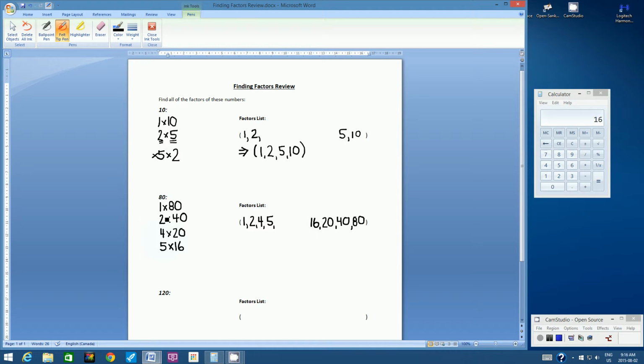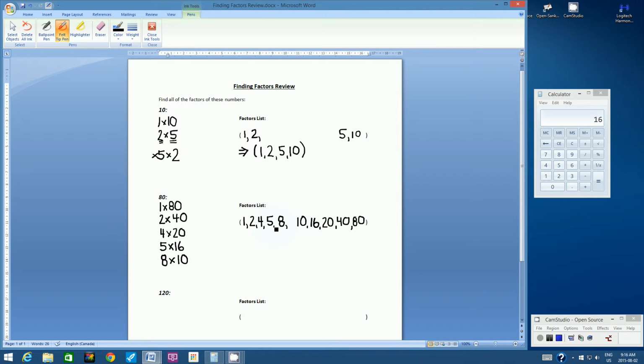Okay. Now, does 6 go into 80? The divisibility rule for 6 means that it must be divisible by 2 and 3. Well, it's not divisible by 3, so it's not divisible by 6. How about 9? Does 9 go into 80? No, it does not. But does 8 go into 80? Yes, it does. 8 times 10 is 80. Okay? All right. So let's add these.